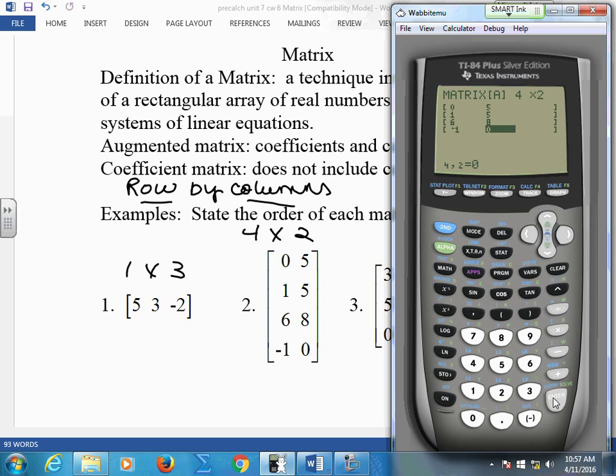Make sure the last one you press enter on. And then you have to say second quit. Second quit. That's the part that a lot of us forget. Second quit. Now I want to see if my matrix is the same.